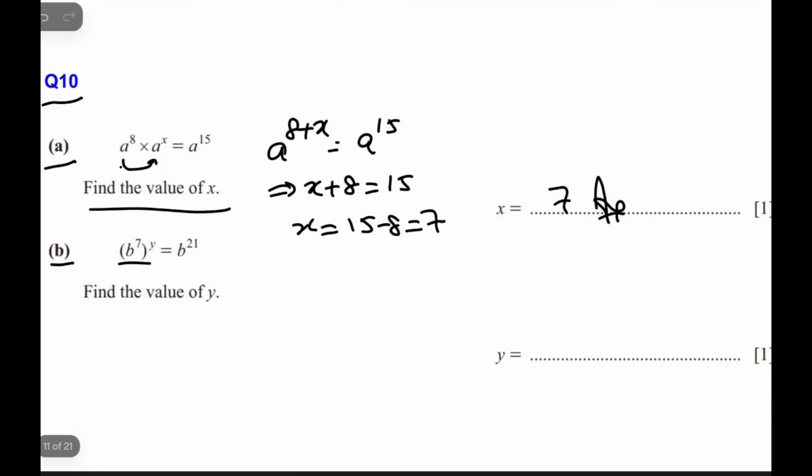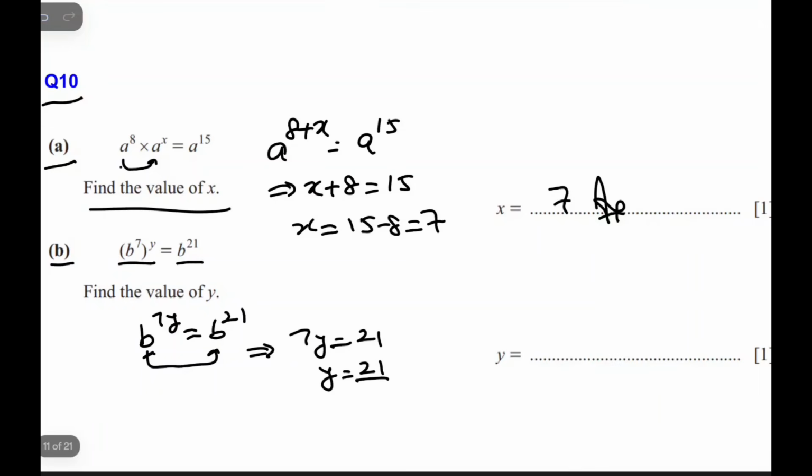B part, b power 7 whole power y is equal to b power 21. So it can be written as b power 7y is equal to b power 21. Now as the base is the same, that implies 7y is equal to 21. So the y value will be 21 by 7, that is 3. So 3 will be our answer.